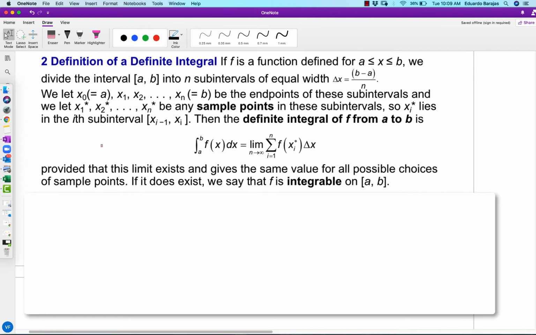Good, so provided that the limit exists and gives the same value, then the definite integral of f from a to b is defined to be exactly this, provided that this limit exists and gives the same value for all possible choices of sample points. Okay. If it does exist, we say that f is integrable on the set from a to b.